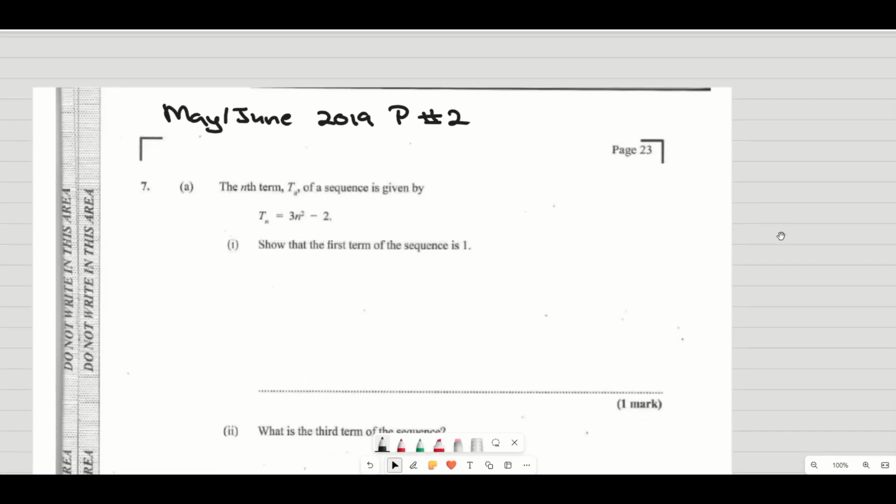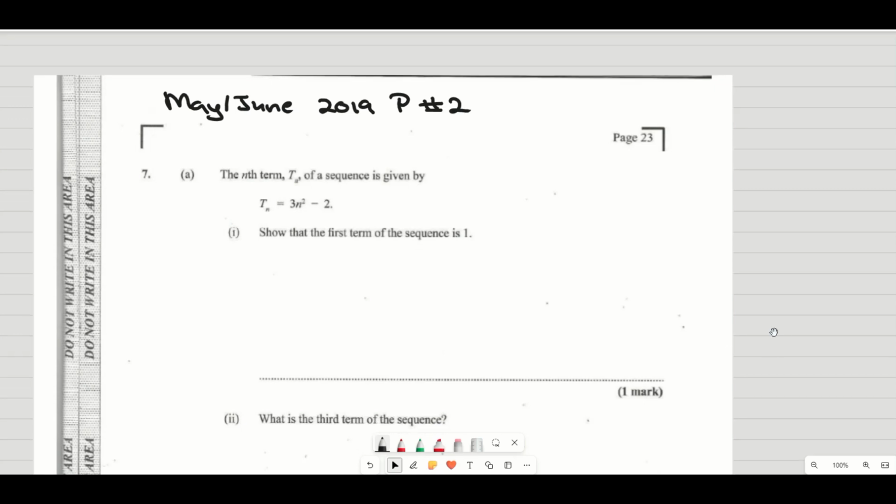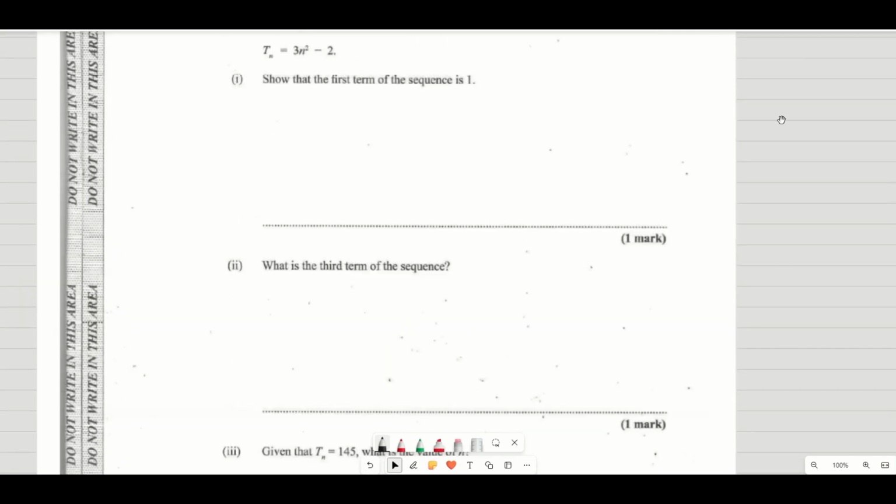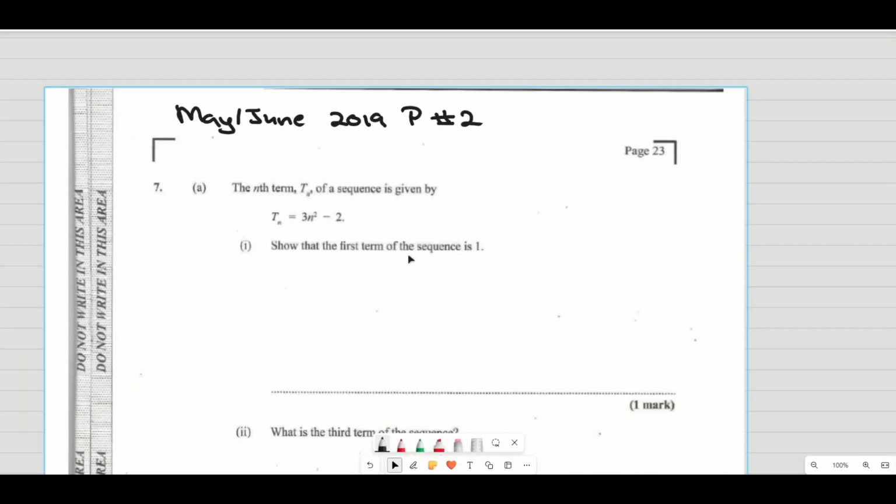Hi, good day everyone. Today we'll be doing May-June 2019, paper 2, number 7, which is typically sequence questions. Usually they would bring you a table and stuff, but looking at this question, they did not. They brought it a little bit differently, but no fear. Let's read the question and see what they ask.